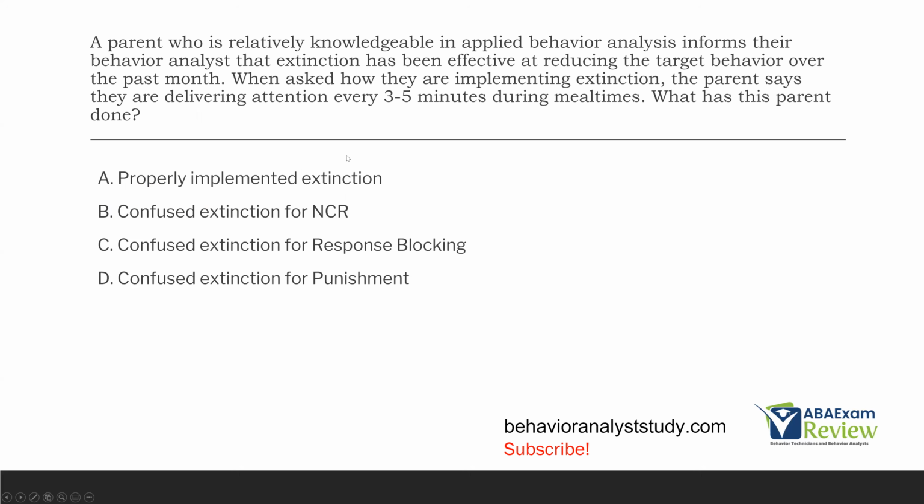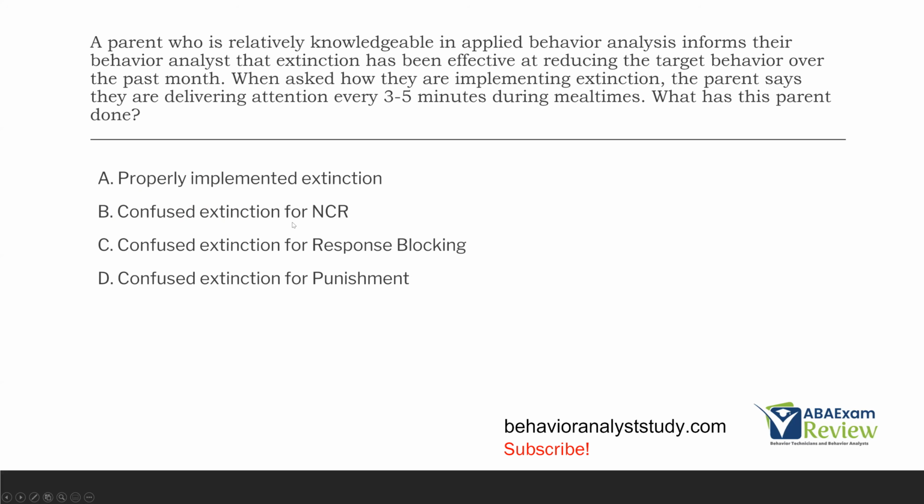A, they properly implemented extinction. Well, we're not sure. Extinction's a consequence procedure. We don't know what consequences they're implementing. We know they're implementing some sort of non-contingent reinforcement schedule because we have attention being delivered on a schedule. So the parent has actually done B. They've confused extinction for non-contingent reinforcement.